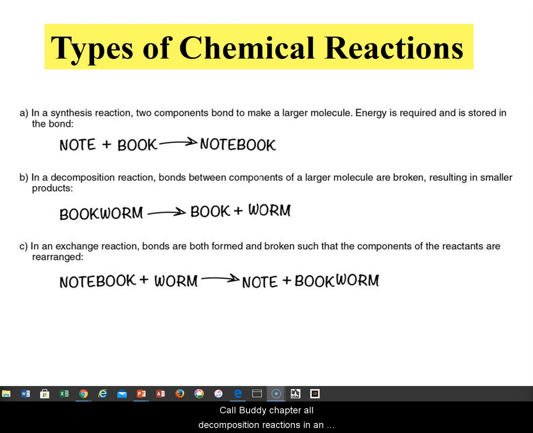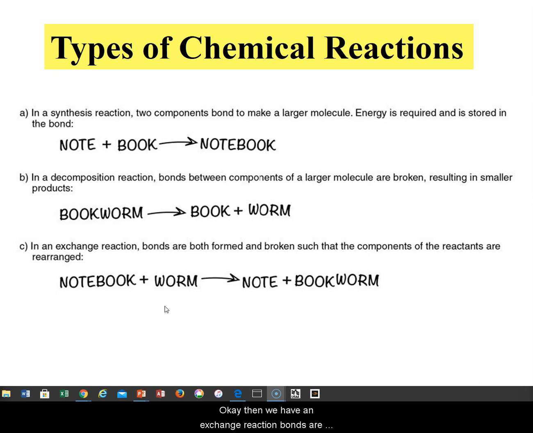All decomposition reactions in an organism are called catabolism. So in humans, especially the nervous system, it likes to break down carbohydrates, and glucose is its favorite, into simpler substances to release the energy, so it can use the energy. And then ATPs are our energy currency. An ATP is broken down into an ADP and a phosphate.